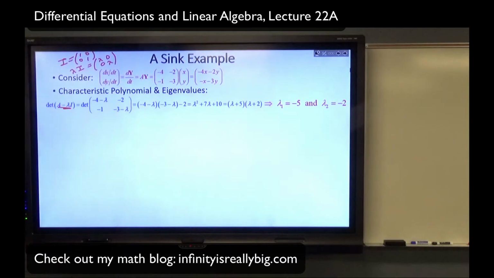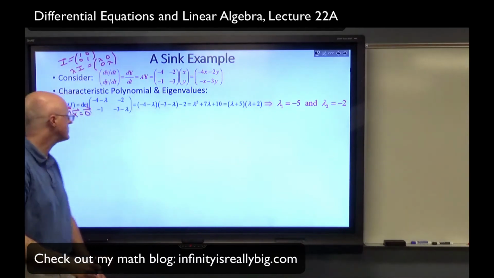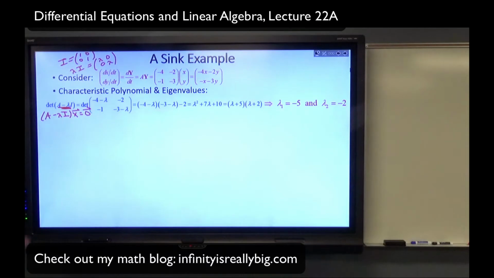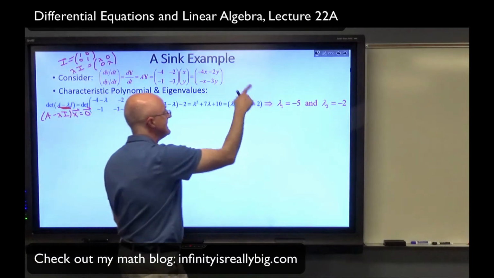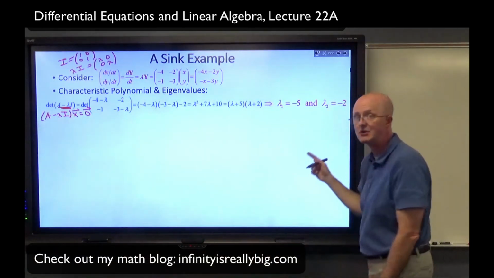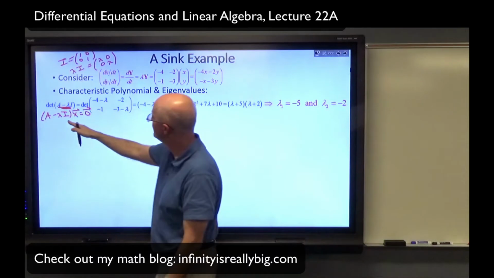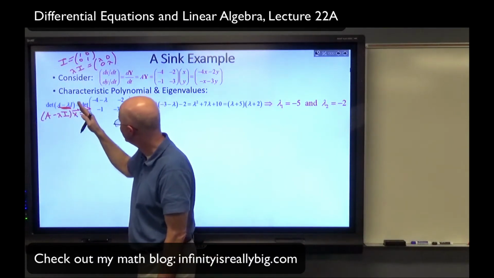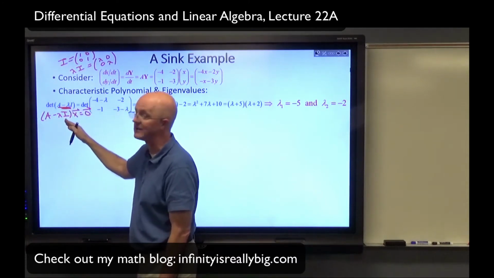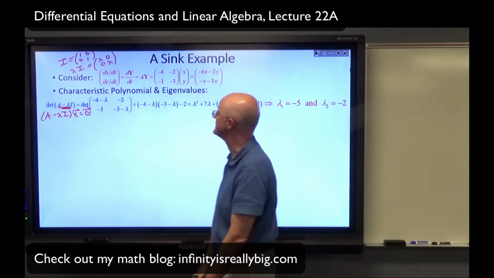How do you find the corresponding eigenvectors? Remember that you think about non-trivial solutions of this homogeneous equation here. That's what I talked about again in lectures 21A and 21B. What are the non-zero solutions of this? Because the determinant of this matrix is 0 when lambda is -5 or -2, that's where that matrix is going to be non-invertible, which is called singular, which means you're going to have non-trivial solutions to this.